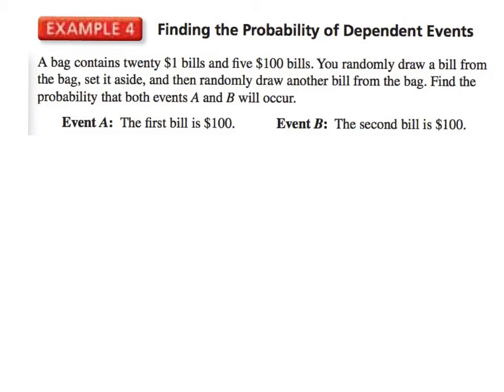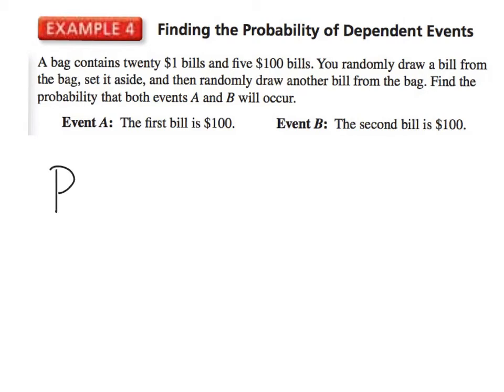Example 4. A bag contains 20 $1 bills and 5 $100 bills. You randomly draw a bill from the bag and set it aside. We know it's going to be dependent because one depends on the other. Then you randomly draw another bill from the bag. Find the probability that both events, A and B, will occur. So we have to write it down correctly. So the event A, first bill is 100. And then event B, the second bill is 100.